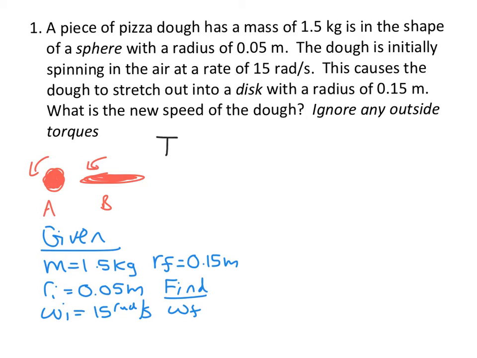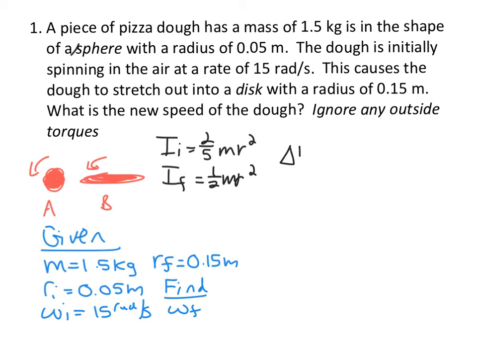Okay, first, moment of inertia for a sphere, so my initial moment of inertia is 2/5 mr squared. My final moment of inertia for a disk is 1/2 mr squared. So this is the first case of conservation of angular momentum where you have the same object but the shape is changing, so moment of inertia and therefore angular velocity change.